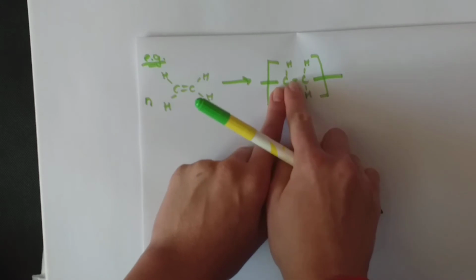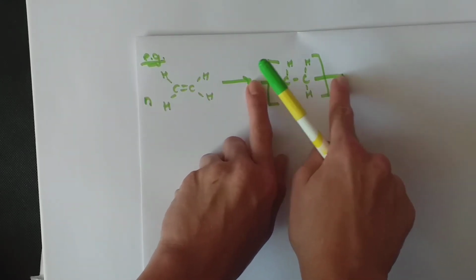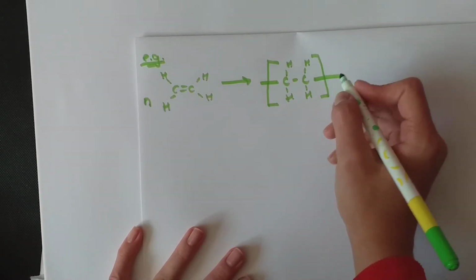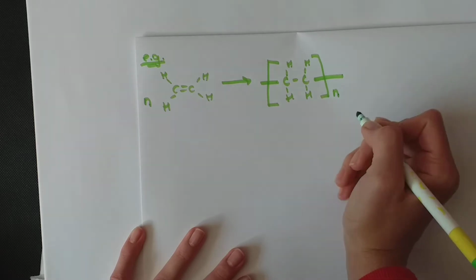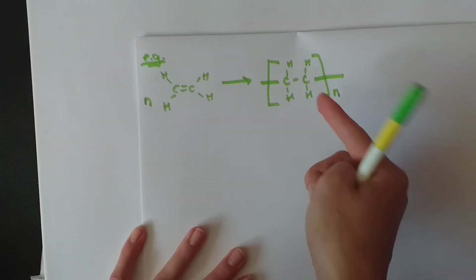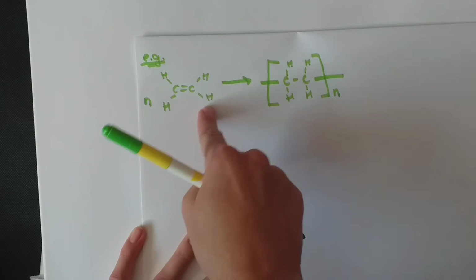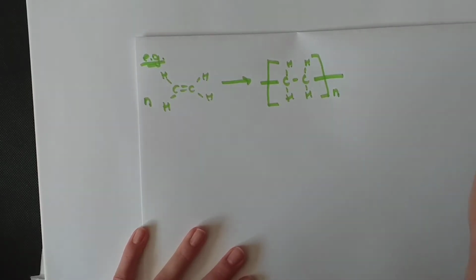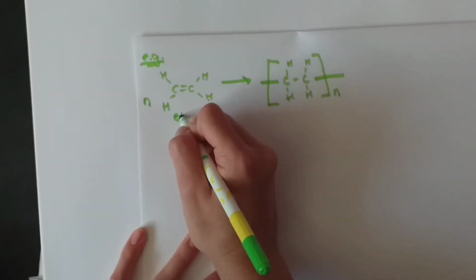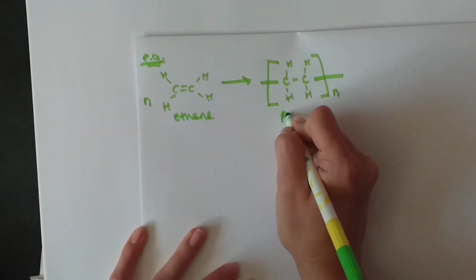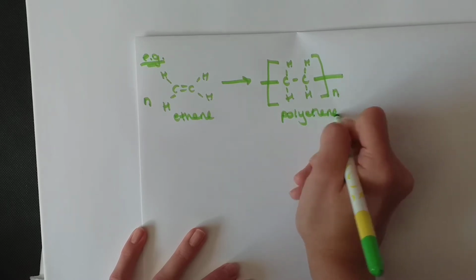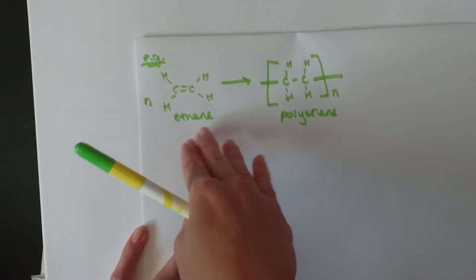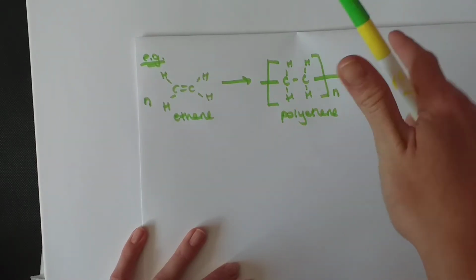This double bond opens up. You always have to go beyond these brackets, because that means it can join with other monomers. Also put the n next to it, and all the bonding elements go upright and down. And I think that's it. We have ethene on the left hand side and polyethene on the right hand side. So you get many monomers joined together to form a polymer.